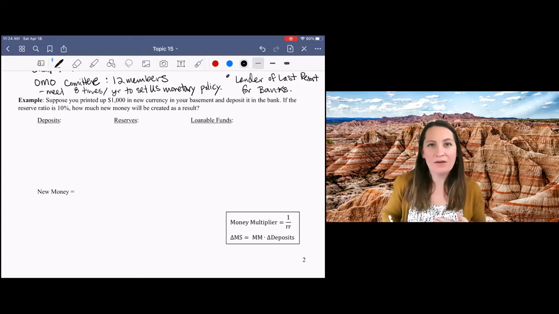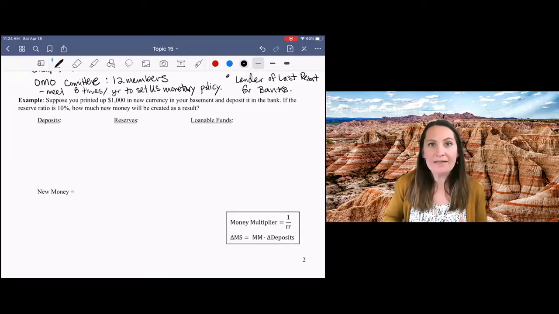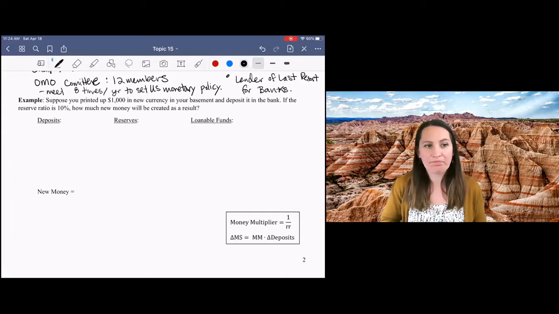In this video, we're going to learn how money is created through the fractional reserve banking system. Remember that when we define money, M1, for example, we include not just hard currency, but also the value of money that is held in checkable deposits, held in the bank. So we're going to now think about how adding new currency to the economy affects the money supply.